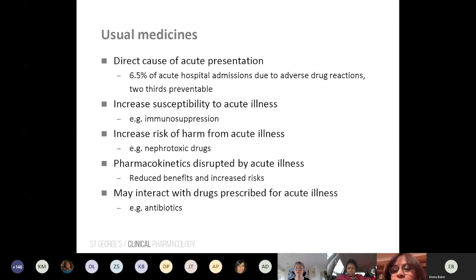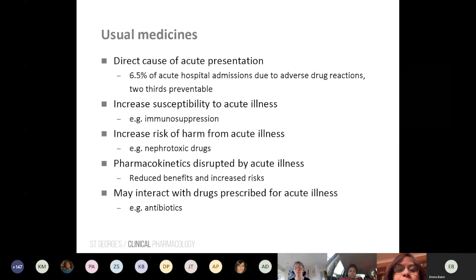So now we've revised the physiology, let's revise the pharmacology. I'm not going to cover this in a lot of detail, but it's really important for us all to remember that the usual medicines are often the direct cause of the acute presentation. Again, with a hospitalist focus, 6.5% of acute hospital admissions are due to adverse drug reactions, and estimates are that 2/3 of those are preventable. And I guess that's partly why we're having these sick day guideline discussions.